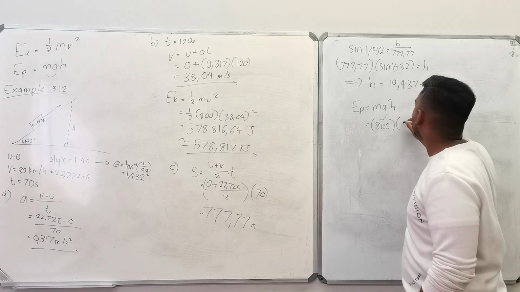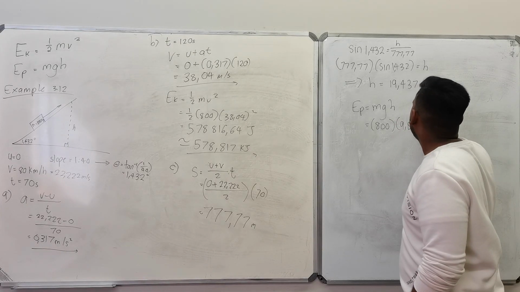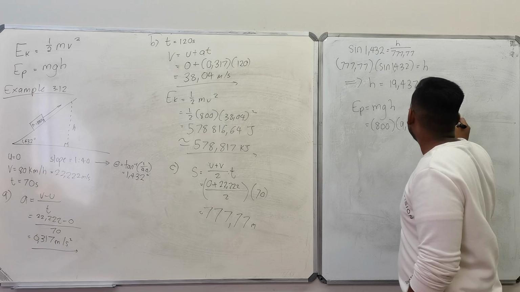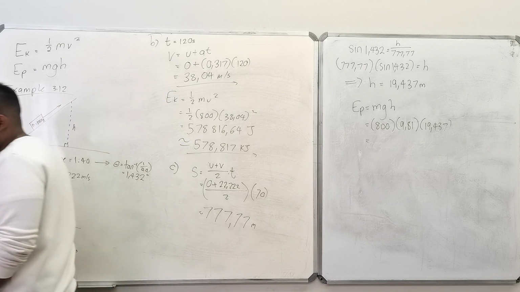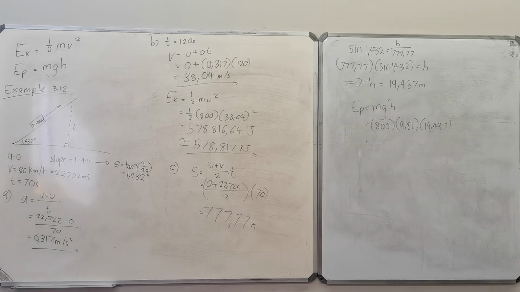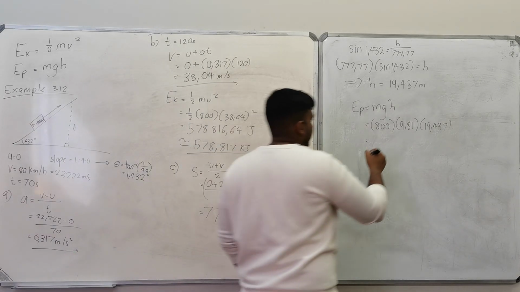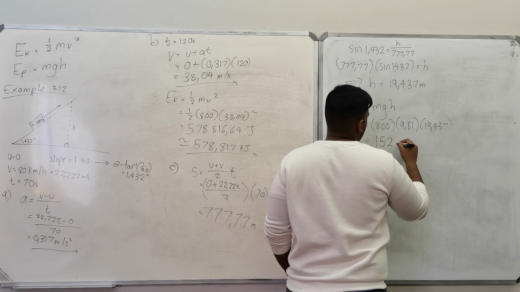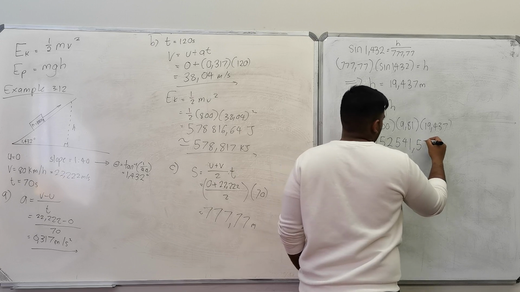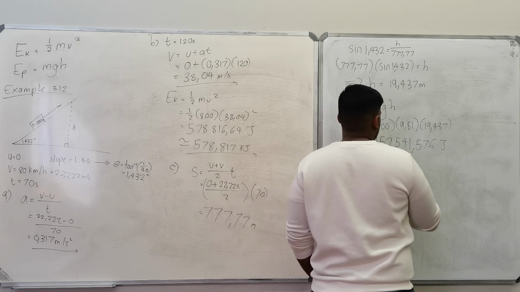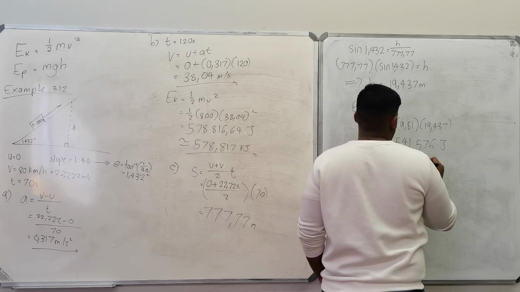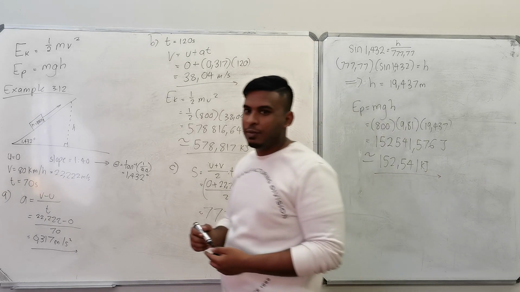So EP is equal to mgh, which is equal to 800 times 9.81 times 19.437, which is 152557.6 joules. So this is in joules. This answer can be written as 152.54 kilojoules. Guys, you don't understand what we did there.